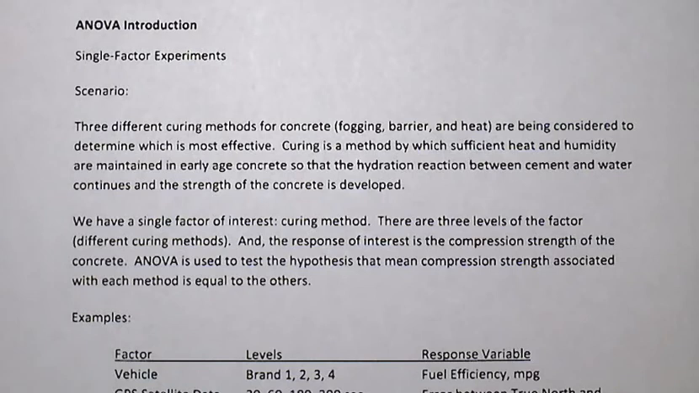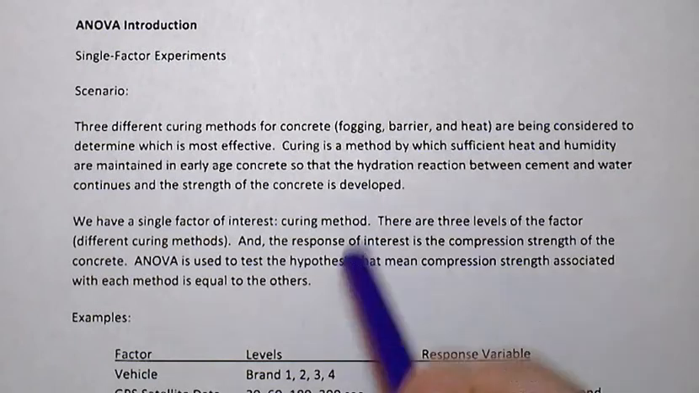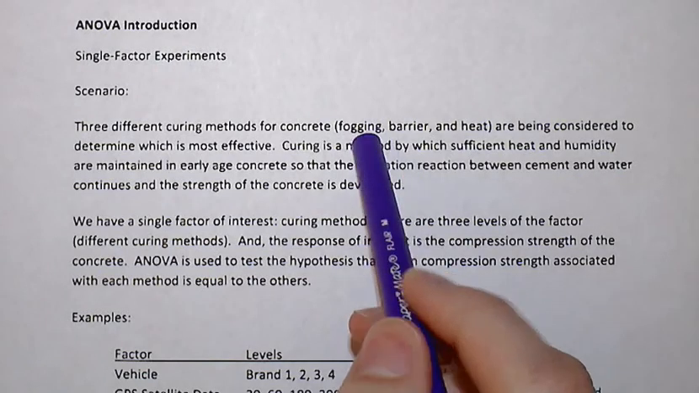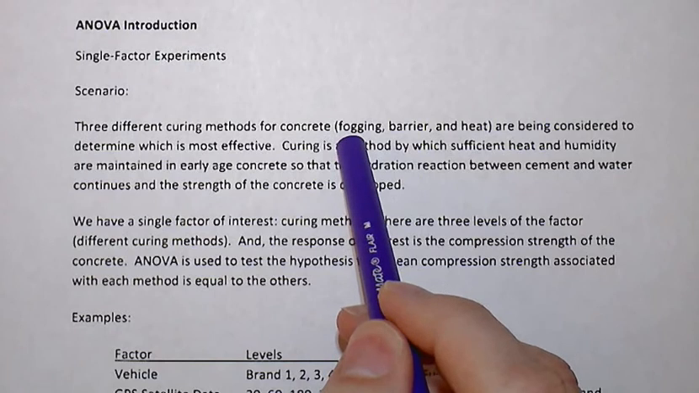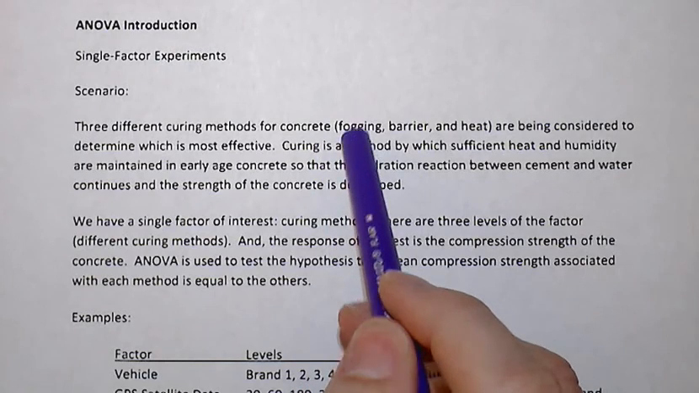Okay, so one of the typical kinds of scenarios that you're going to face in an engineering context is that we have a particular specific response that we're interested in, but we have different ways to get there, and we're trying to decide which way is the most effective. The scenario I have written here is that we have different curing methods for concrete. We'd like to select which one is going to be the best for our specific application.